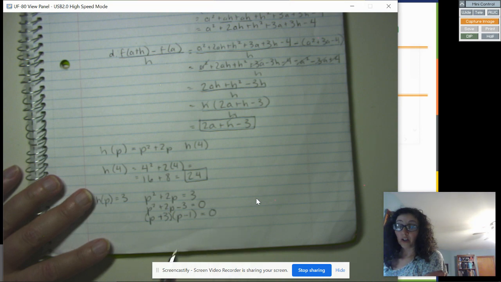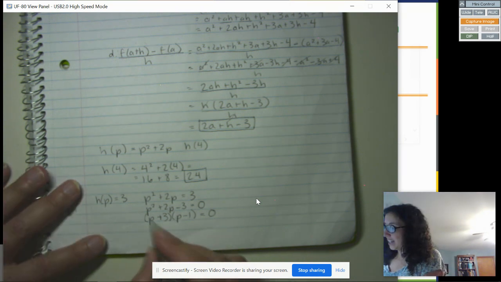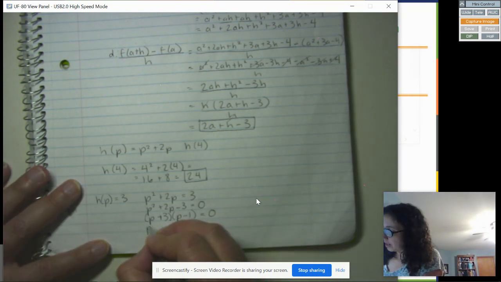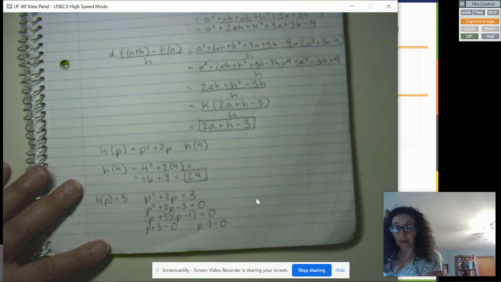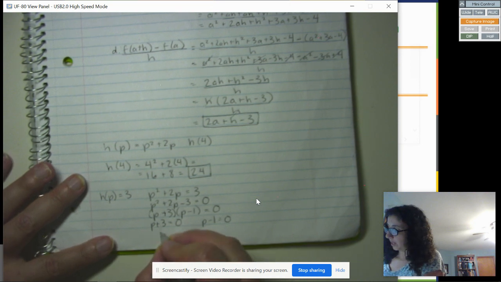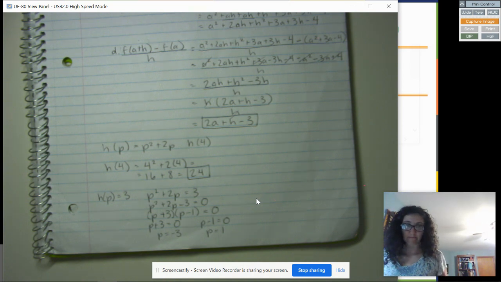We use the zero product property, right? We said each of the factors, p plus 3 equals 0, and p minus 1 equals 0. So each of the factors equal to 0 separately, and we solve. And we say, okay, p equals -3, and p equals 1. Okay? Hopefully that looks kind of familiar.